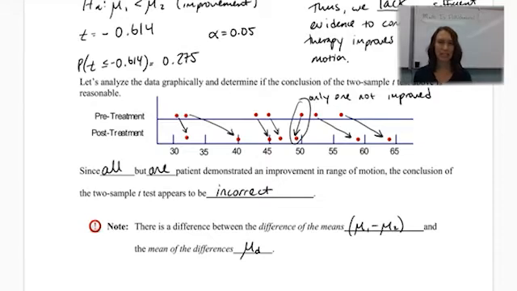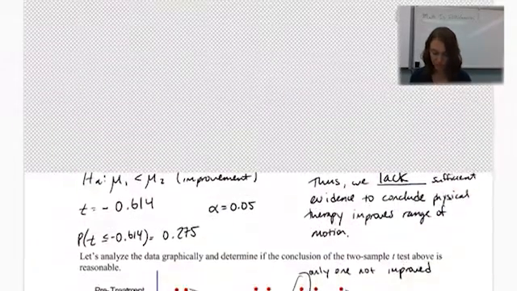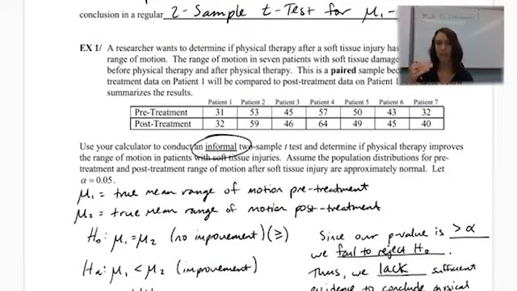When you do a two-sample t-test, you're looking at two independent samples. Our samples aren't independent. So there is a very big difference in stats. Be careful. There's a big difference between the difference of the means, mu sub 1 minus mu sub 2, and the mean of the differences, which is what we're going to do here. What we should have done is taken the difference between pre-treatment and post-treatment for each patient, and then done a one-sample t-test with the differences.